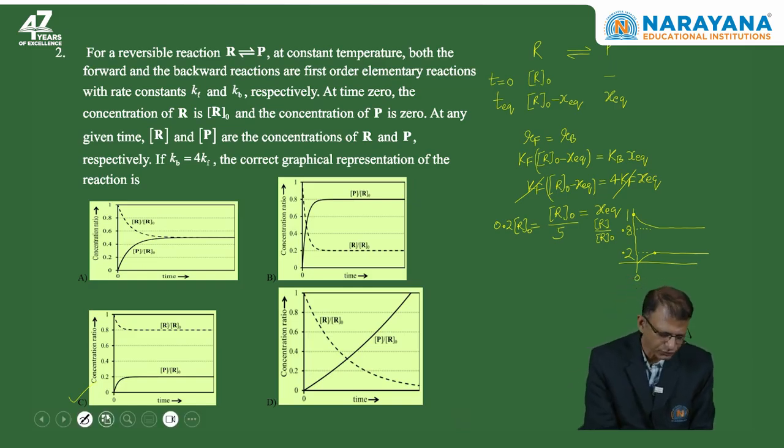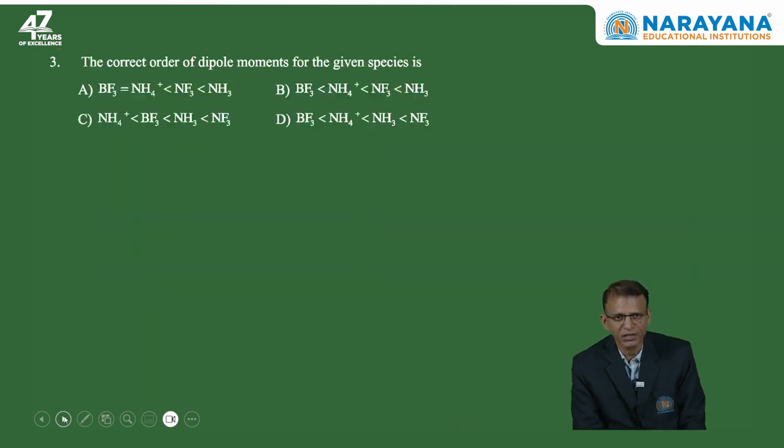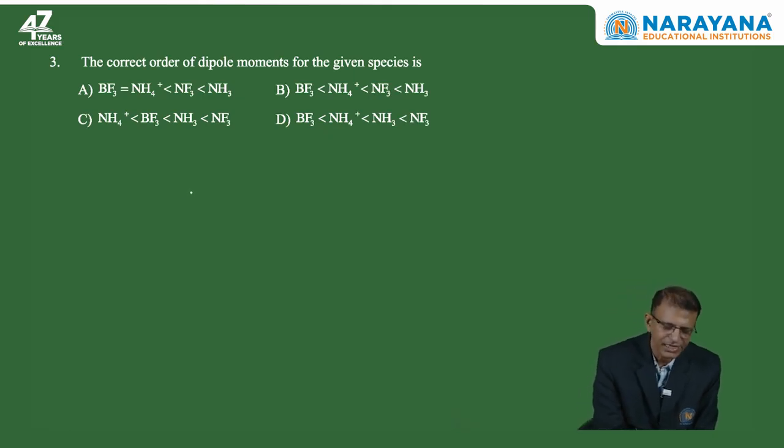So let us move to the third problem. The third problem is from chemical bonding, and it's a very simple problem. They are asking about dipole moment. So the chemical species are BF3, NH4 plus, NF3 and NH3.